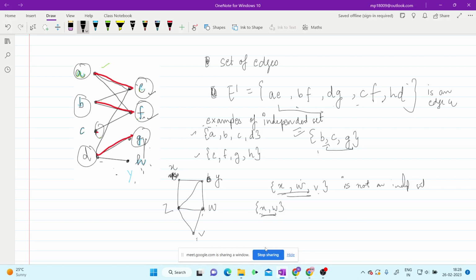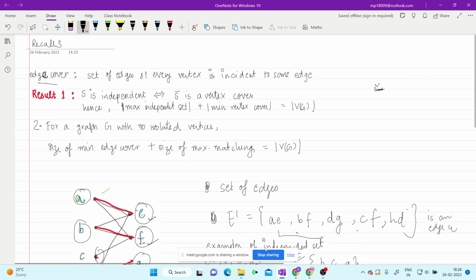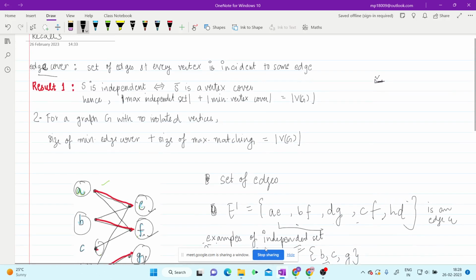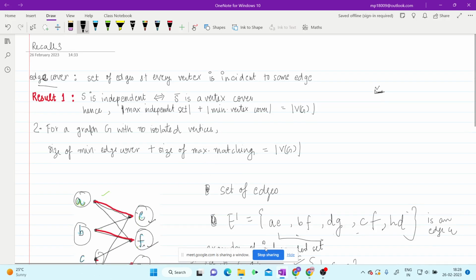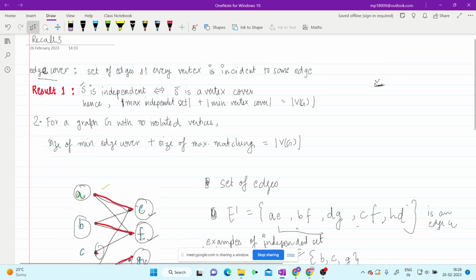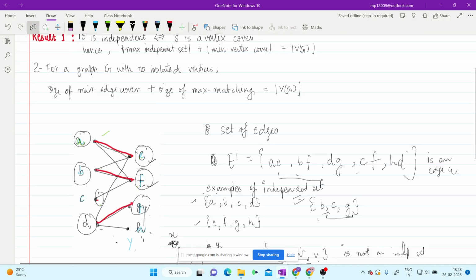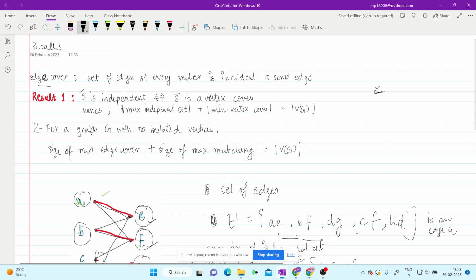So this is just what an independent set is. And now the result is saying that if S is independent, the complement of S will be a vertex cover. S is independent if and only if the complement of S is a vertex cover. This is very trivial to prove by definition. It has been proved in class, but it is very trivial.